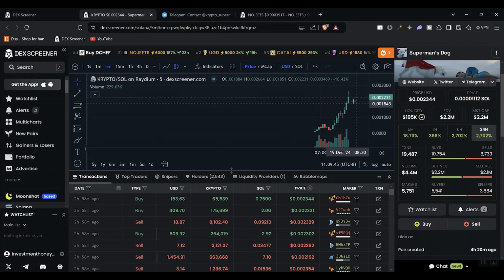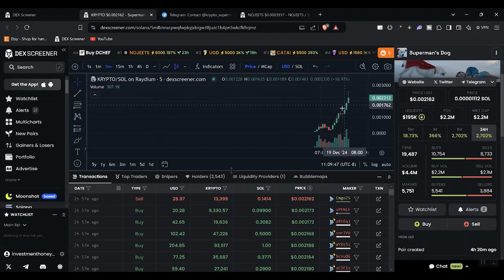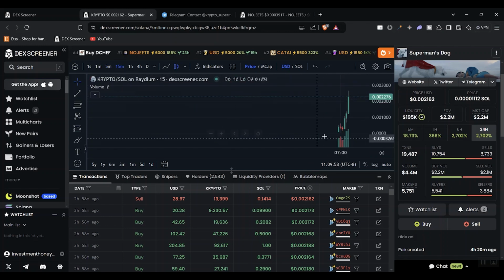There's going to be more retracement on this, because this kind of chart can't be sustained. There are too many people that got in earlier, and they're going to go ahead and sell. So just keep that in mind. On the 15-minute chart, it looks even more ridiculous. You know what I mean?